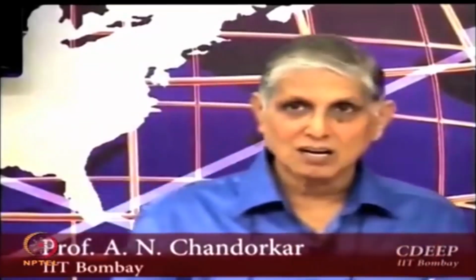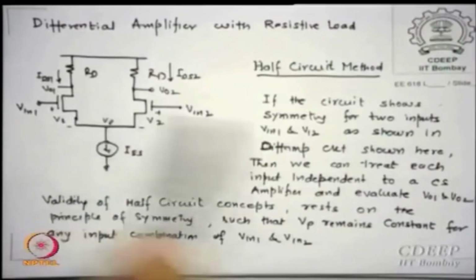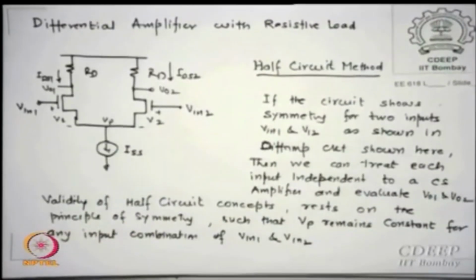This is called the half circuit lemma, which is given in a book, and if time permitting we will prove it today. In that case we say Vp will remain constant for any input combinations. If this remains constant, Vgs always remains constant; Vgs1 may not be the same as Vgs2, but the source S is always at the same potential.